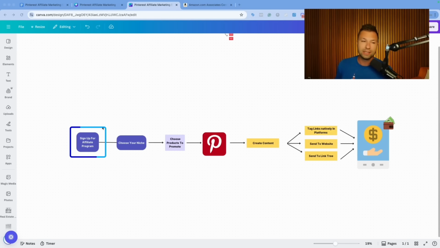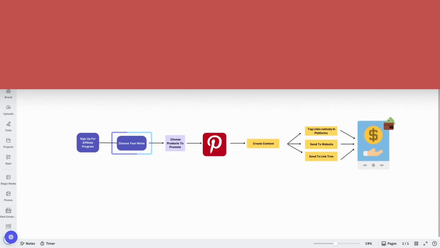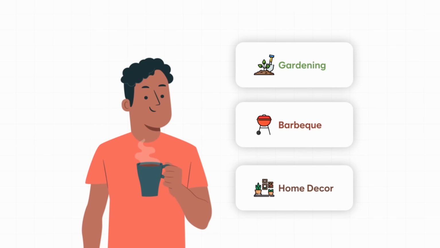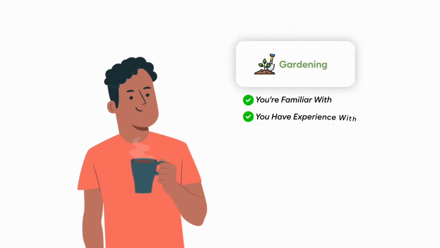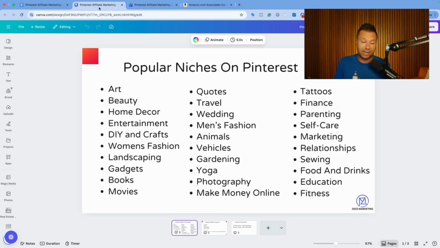Okay, so we got step one done. We've signed up for our affiliate program. The next thing is to choose your niche. Now, when it comes to choosing your niche on Pinterest, I would recommend that you choose a niche that you are actually familiar with and that you have experience with. It's just going to give you a huge competitive advantage when you are creating content.